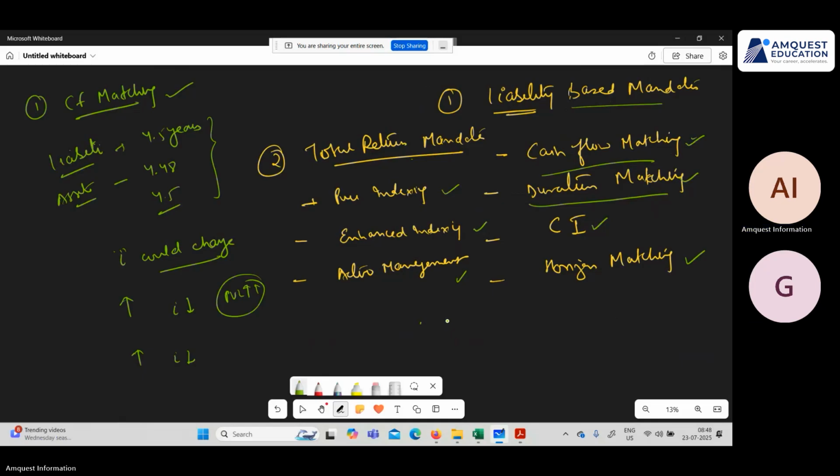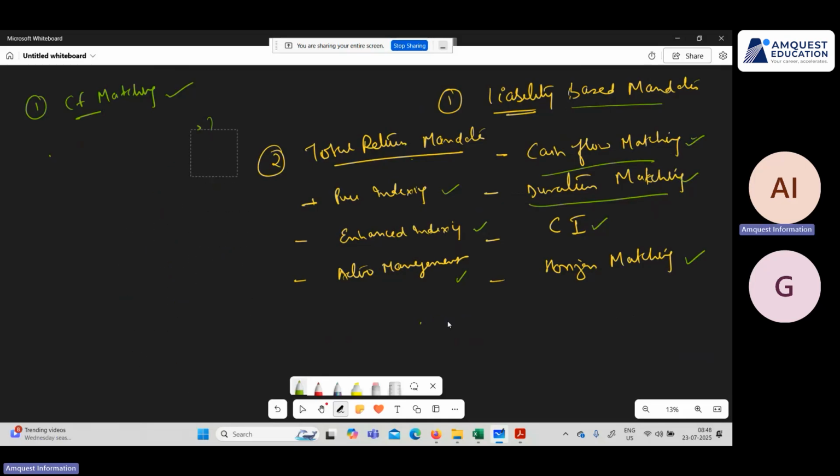Another one that they talk about is contingent immunization. The word immunization is like preserve. Immunize कर लिया, immune कर लिया, बचा लिया. The word contingent means conditional.